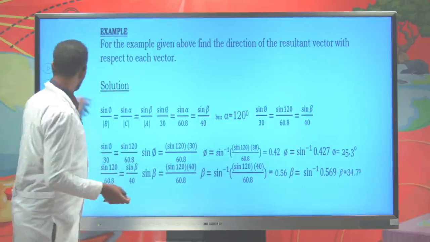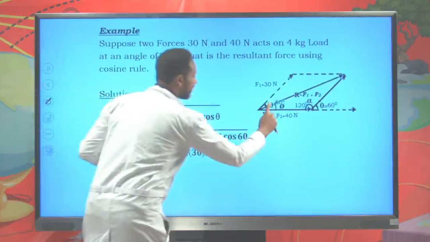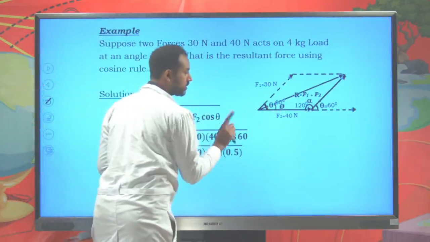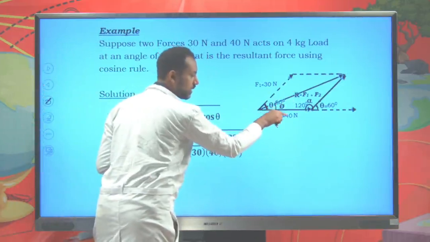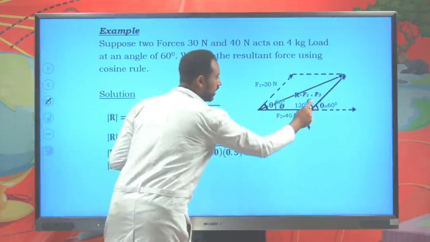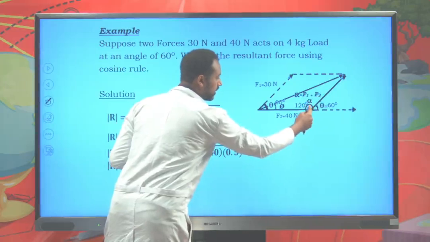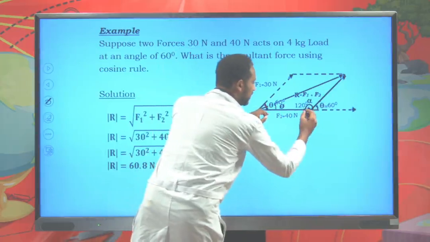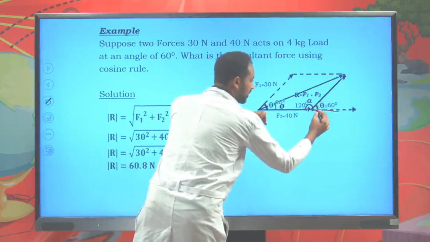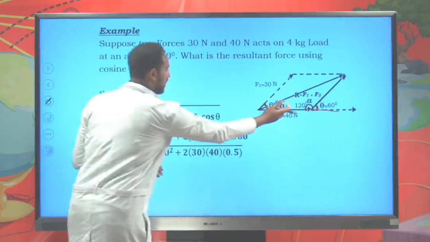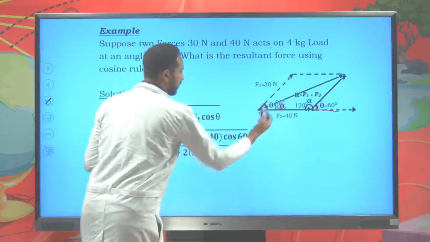Okay? Therefore, here we have the angle which is 60 degrees. 60 degrees is the angle between the two forces. It's not the angle between the resultant and this force. Therefore, here let's say that we have phi, and we have 180 degrees. If this is 60 degrees, this is a straight line, therefore, if this is 60, this will be 120. It is a supplementary angle. We are asked to find phi, for example.